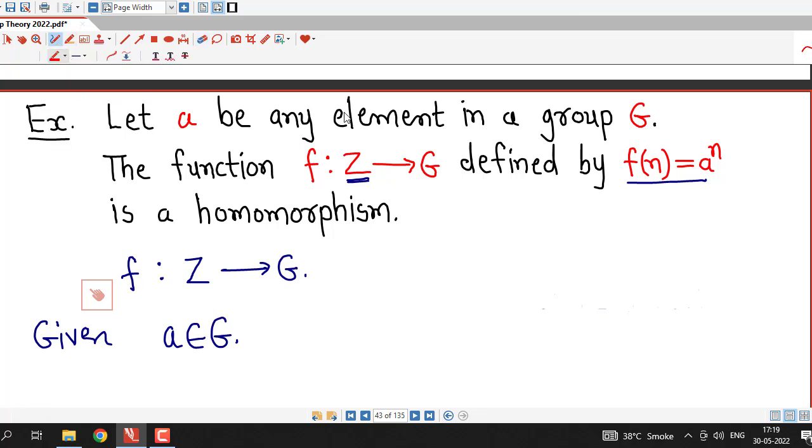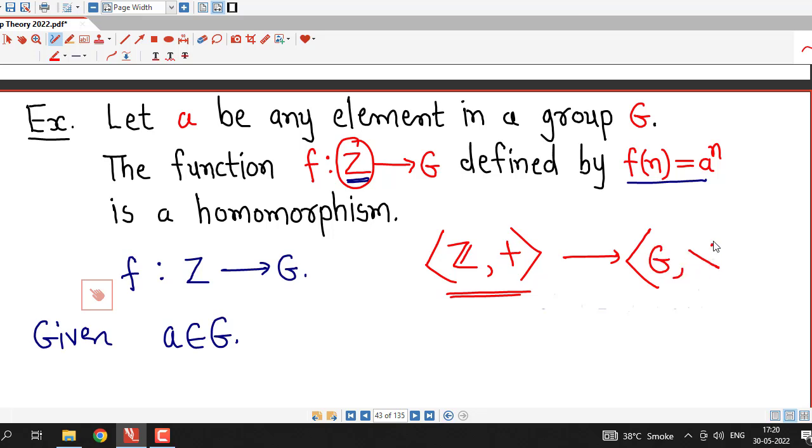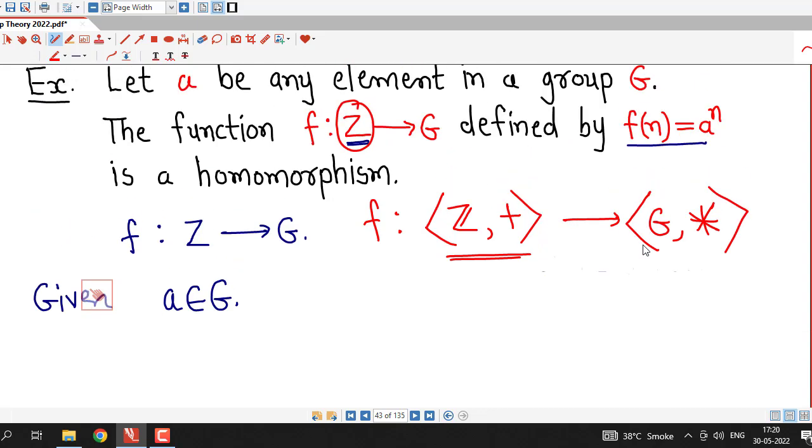So here in the set of integers, the operation we will consider is addition. They have not specified the operation, but we know that the set of integers is a group under the standard addition of integers. In group G the operation is not given, so we denote the operation of group G by star. So f is a function from Z under addition to G under binary operation star, and we want to prove that this f is a homomorphism.